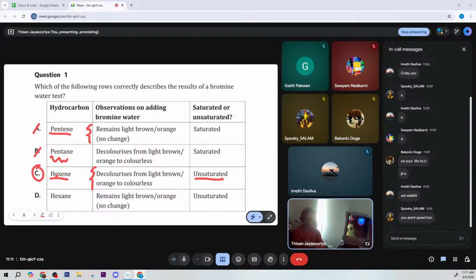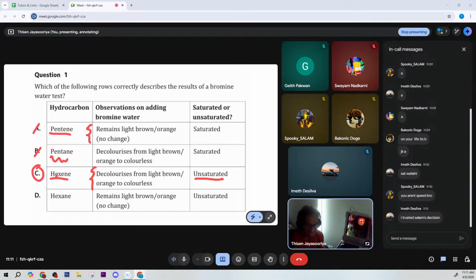I just want to get an idea from everyone. Emeth, why did you choose A? And I've lost Emeth. I trusted Salam. Okay, so Salam, why did you choose A? I just want to hear. I'm not ratting you out. It's just that I want to get an idea.